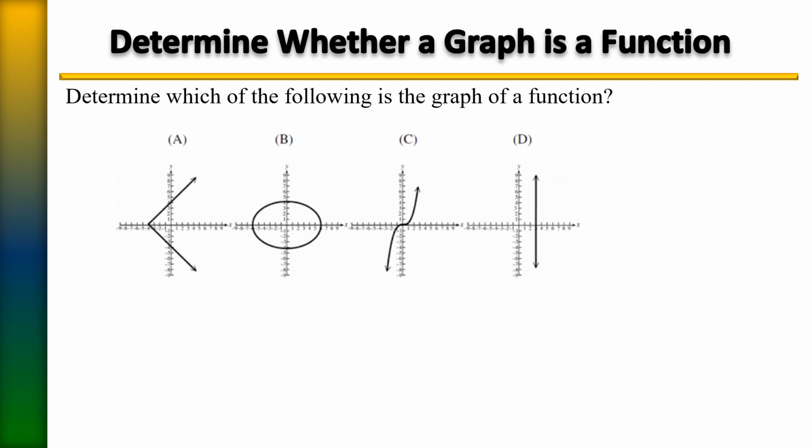So in this example, we wanted to determine which one of these is the graph of a function. In other words, of all of these graphs, they will all fail the vertical line test. There's only one here that will pass the vertical line test and only touch in one spot, and that is the graph of C.